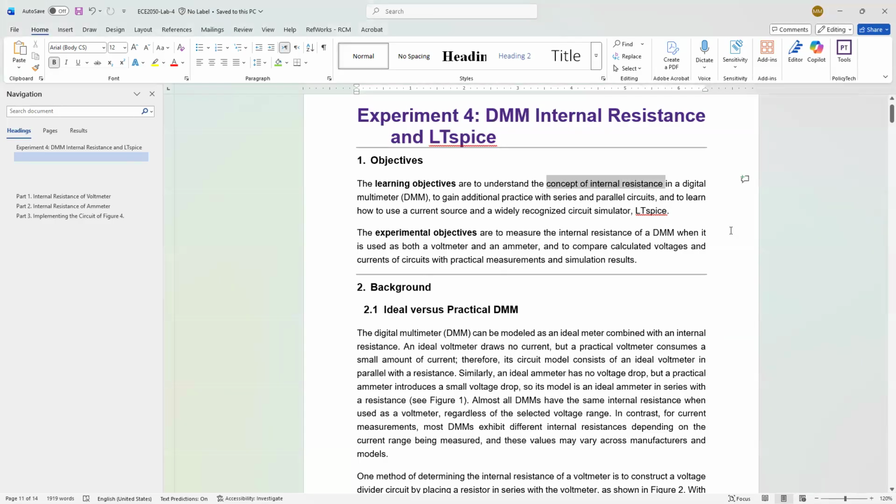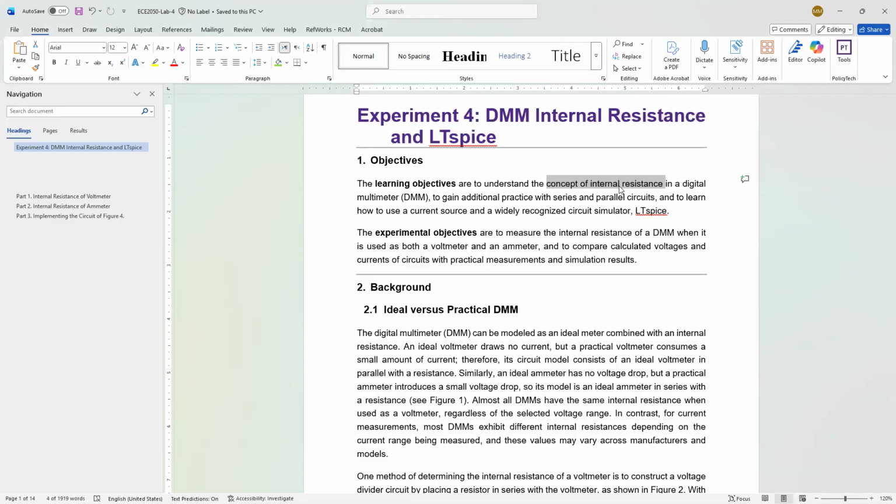concept of internal resistance. As I explained in the lecture, any voltmeter or any ammeter has an internal resistance. Ideally, any voltmeter should have infinite internal resistance. Any ammeter should have zero internal resistance.